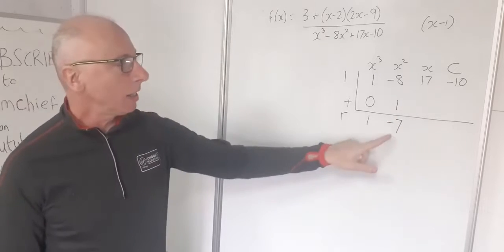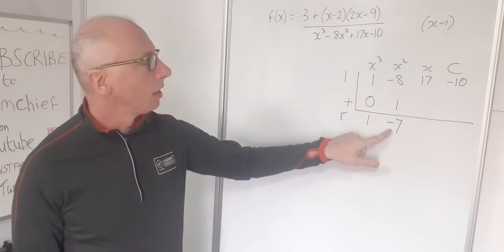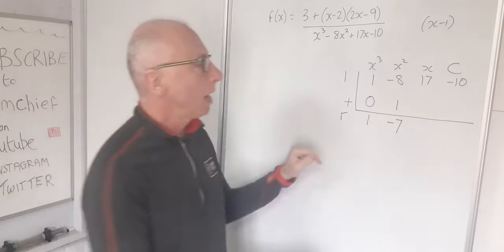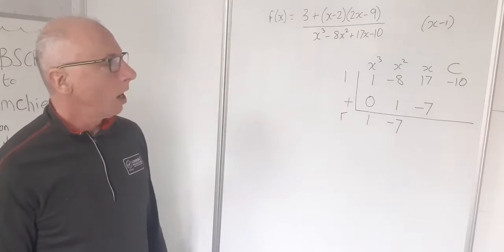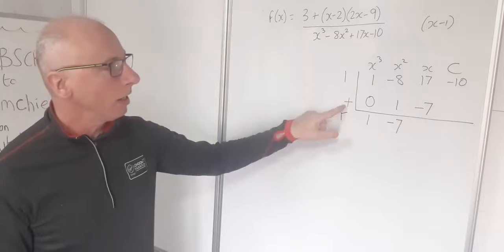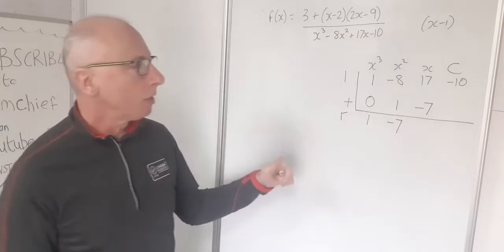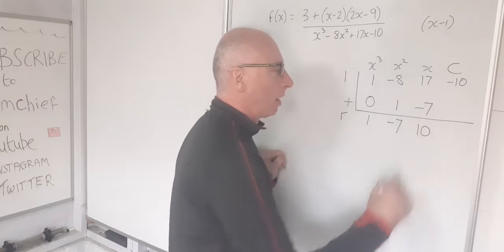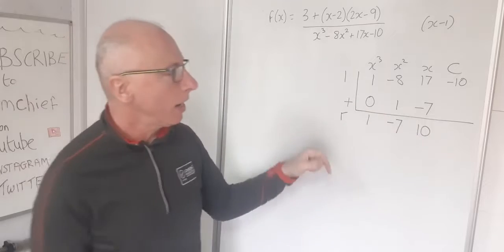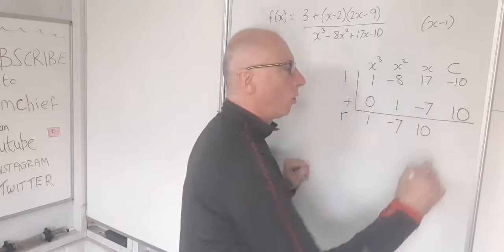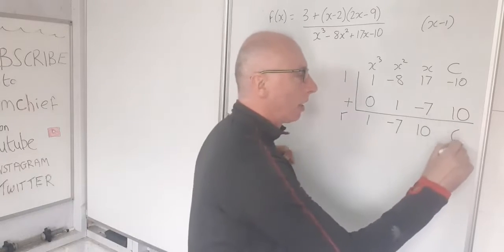Okay. Now this minus 7, my remainder here, I now use and multiply with this factor. So 1 times minus 7 is minus 7. And I put the result in the next box. Okay, so now I've got to add again. So now I'll go to the x column, 17 and minus 7. That gives me positive 10. And now this remainder I'll multiply with this 1. So 1 times 10 is 10. And then all being well, we get a 0 at the end. Minus 10 plus 10 gives me 0.